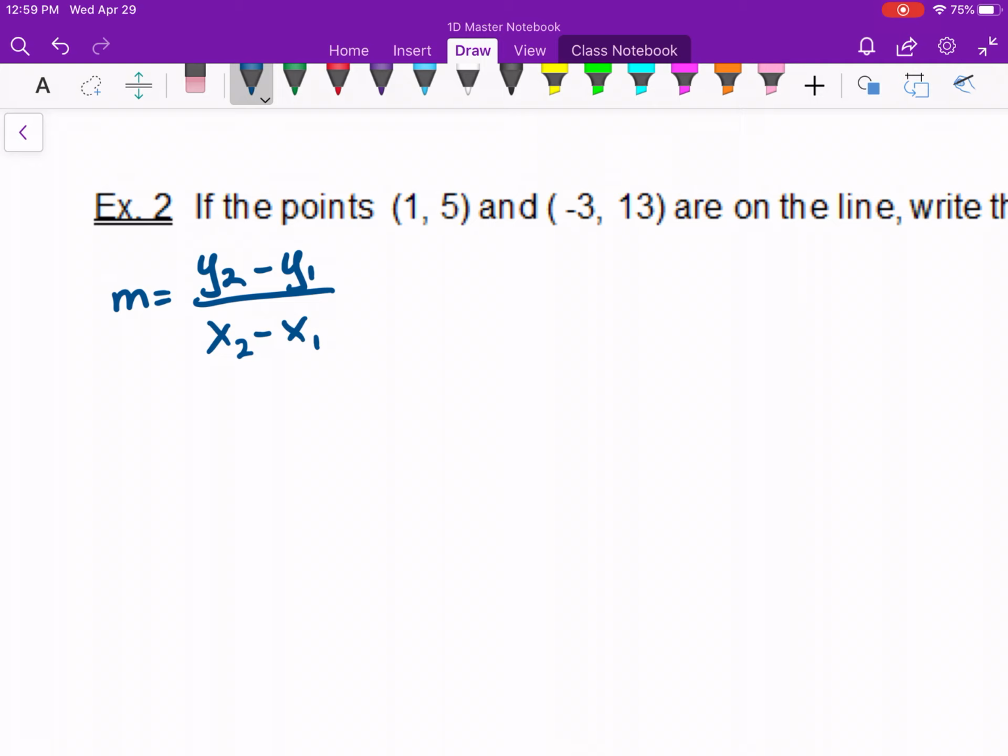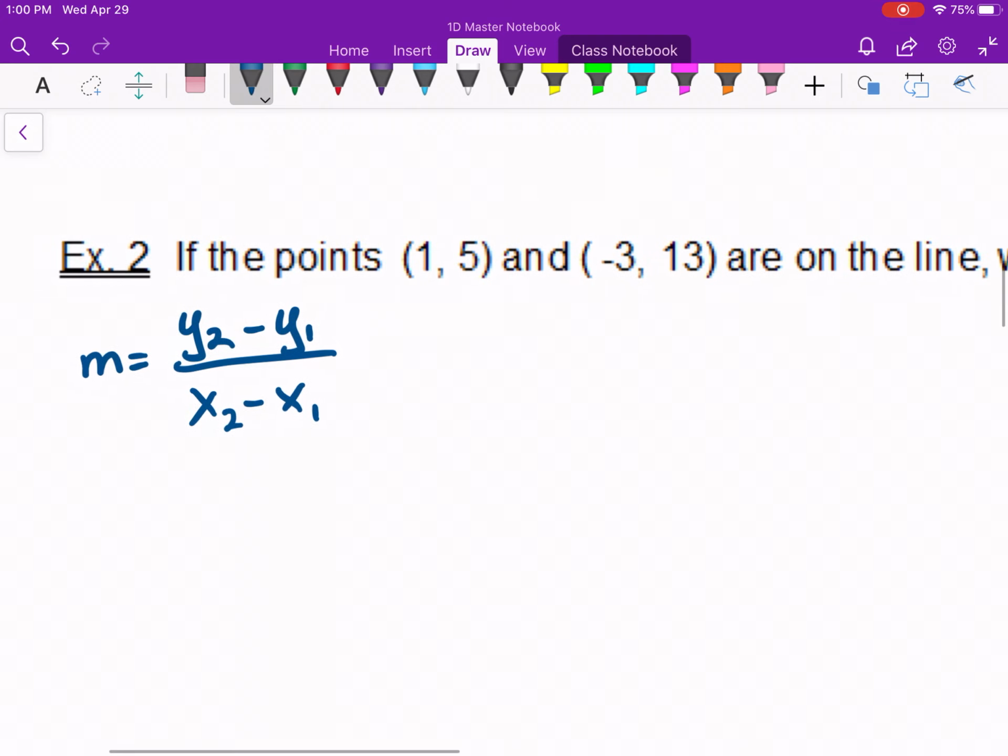This is not a hard formula to use. Pardon me. It's not a hard formula to use if you're careful. The people who don't get it right are the ones who are not careful. You have to be clear on what values are your y's. You have to be clear on what values are your x's. You have to remember that there's a minus sign between them. With a little bit of care, it's not a hard formula to use.